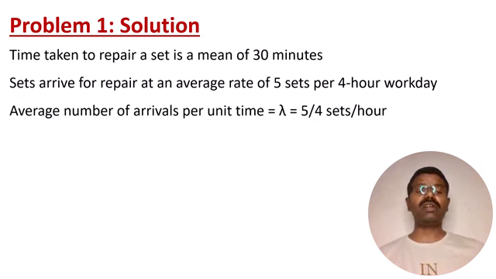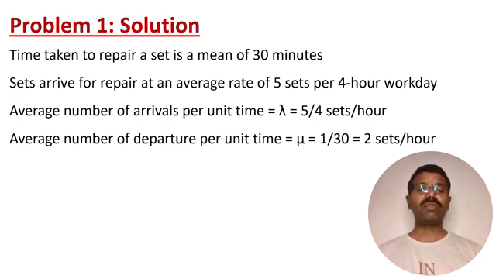The average number of arrivals per unit time, that is lambda, is equal to 5 sets for 4 hours. That becomes 5 by 4 sets per hour. And the time taken to give service, that is mu, is 30 minutes for one set to get repaired. So here sets per hour is given, so 1 divided by 30, and this is in minutes.